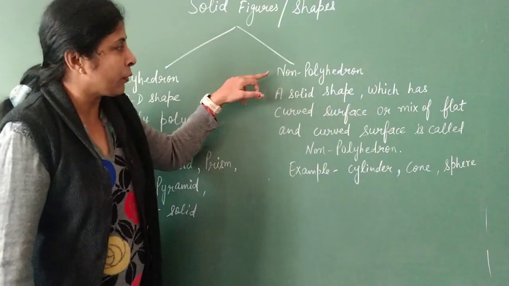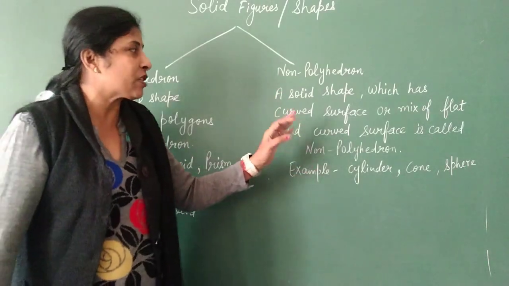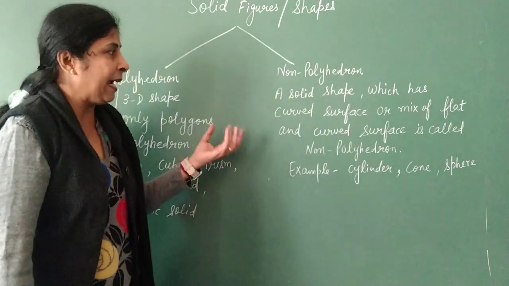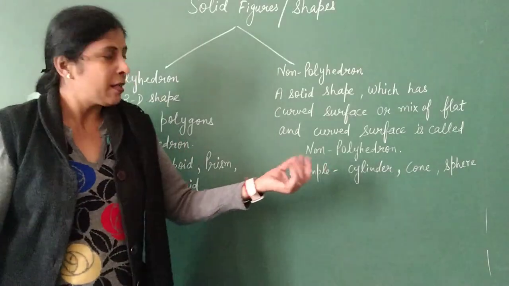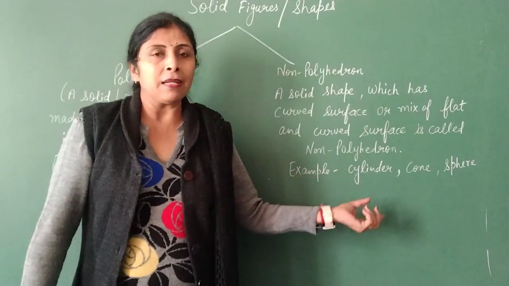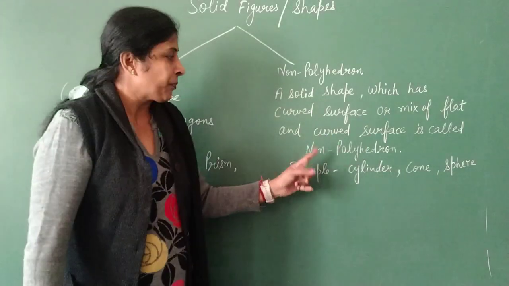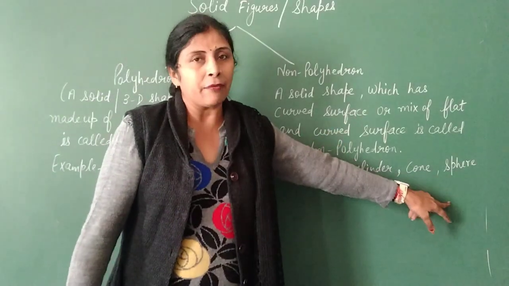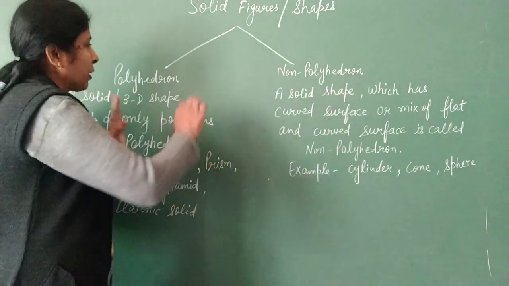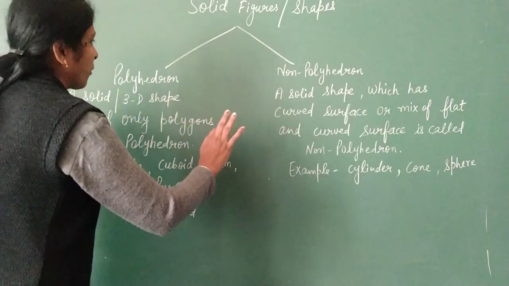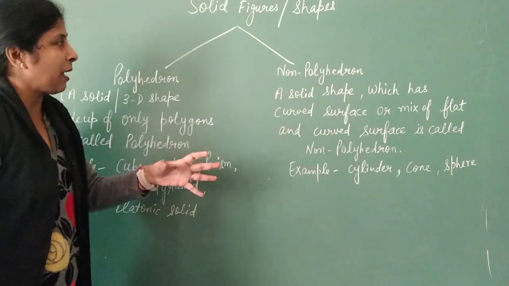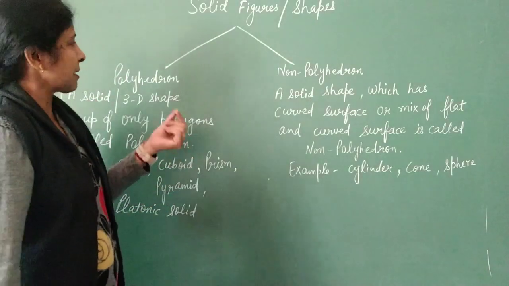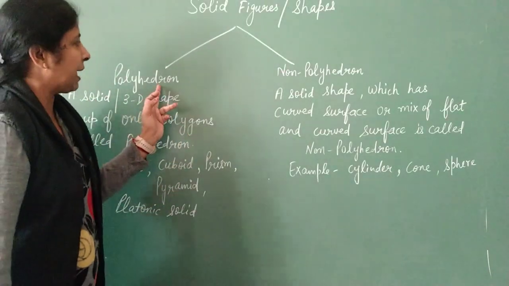And if we talk about non-polyhedron, it is a solid shape which has a mix of curved surface and flat surface. Just like cylinder, in cylinder there is a flat surface and curved surface also. Cone and sphere are also non-polyhedron. Now, on the basis of these topics, we will talk about how to find faces, vertices and edges of polyhedron shapes.